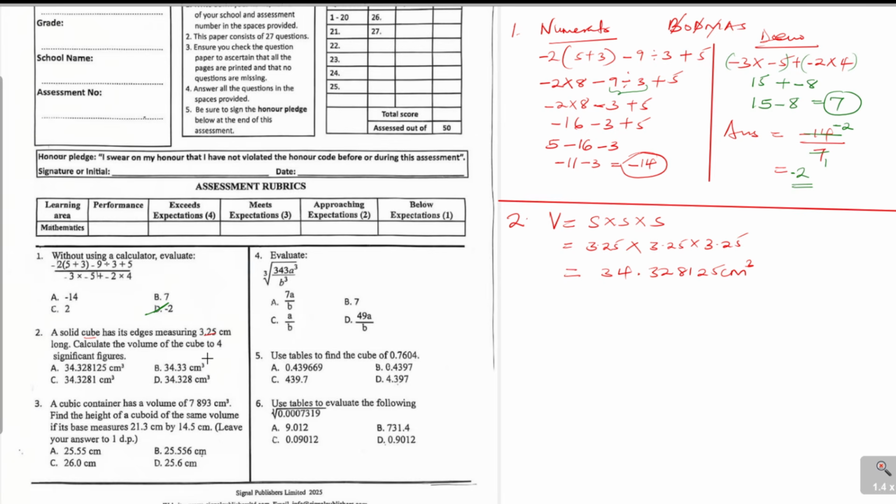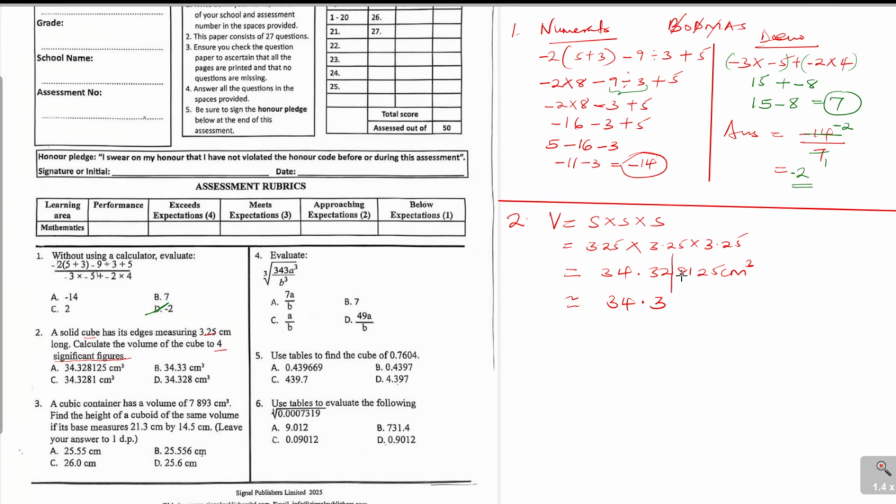You are supposed to give the answer correct to 4 significant figures. So how do you get significant figures? You count from this number: 1 significant figure, 2, 3, then 4 significant figures. So you want the number up to that point, and you round off this one.